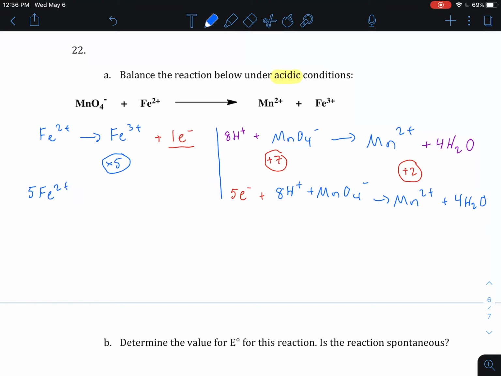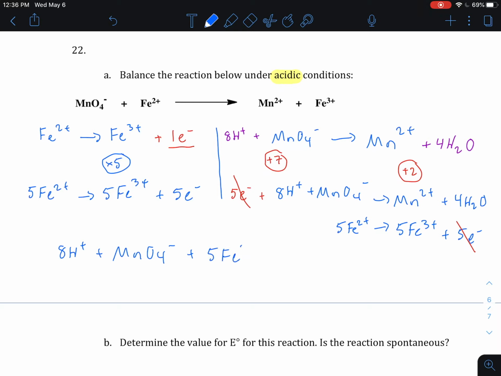But now what I see is I'm going to need to multiply the left-hand side equation by 5 to match the electron flow. So it becomes 5 Fe²⁺ makes 5 Fe³⁺ plus 5 electrons. So now we're just going to add these together, and I can just scoot the iron one down here. 5 Fe²⁺ makes 5 Fe³⁺ plus 5 electrons. And immediately we know our electrons are going to cancel. And now we just need to copy it all over again.